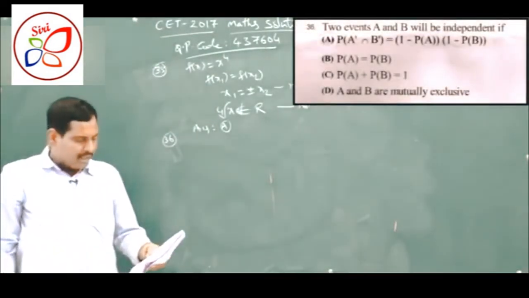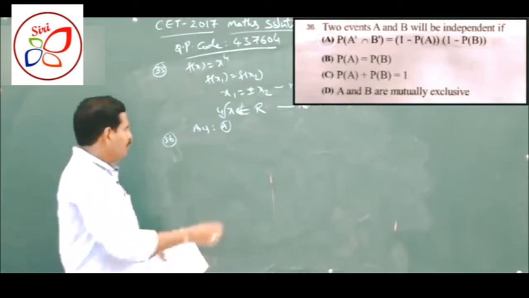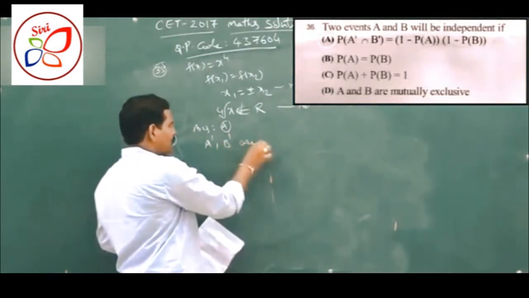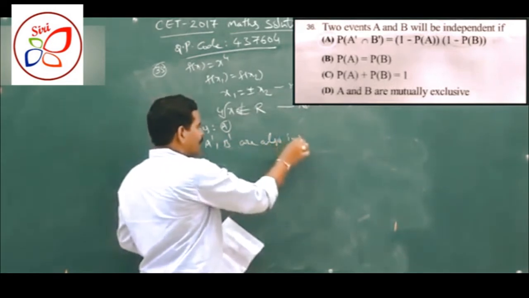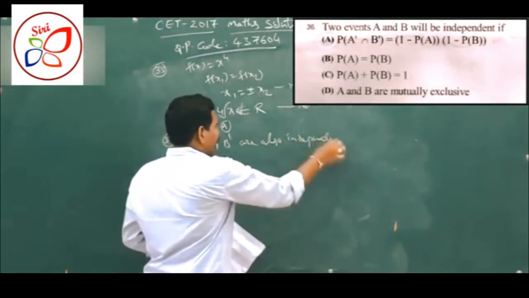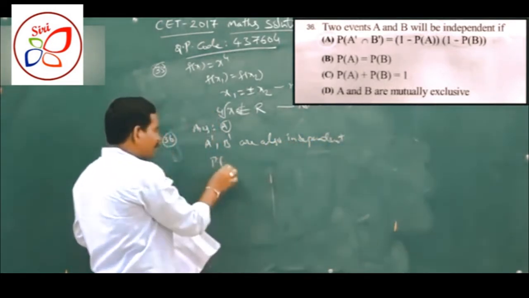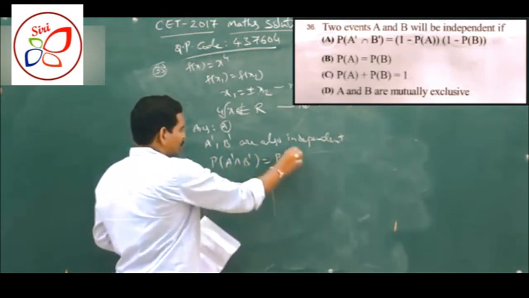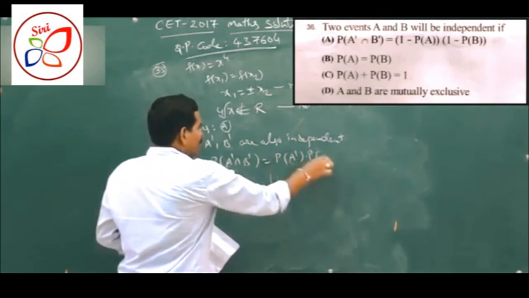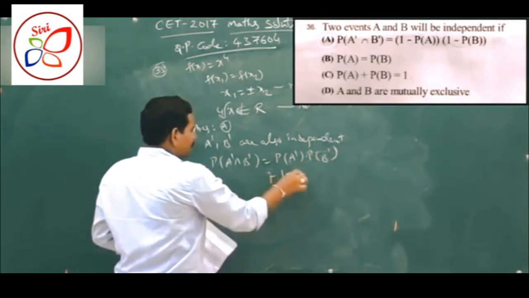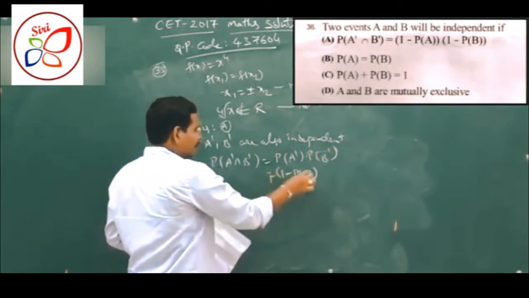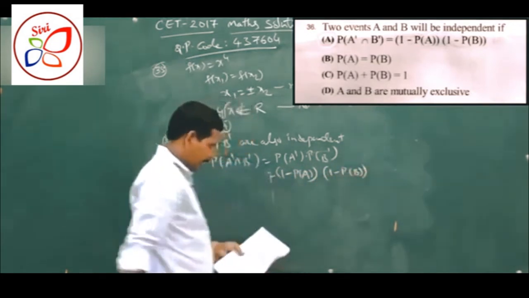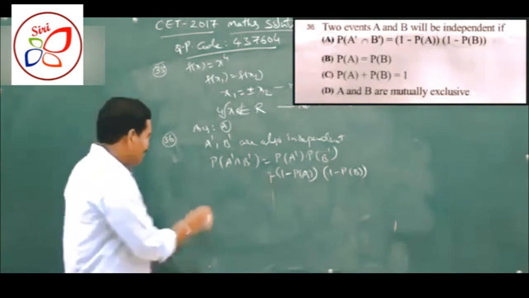36th. A and B are independent events. When A and B are independent, A dash and B dash are also independent. So probability of A dash intersection B dash is equal to probability of A dash into probability of B dash, nothing but 1 minus probability of A into 1 minus probability of B, which is option A.